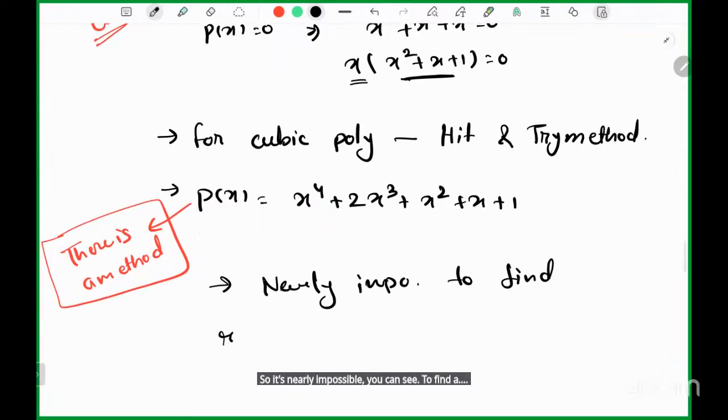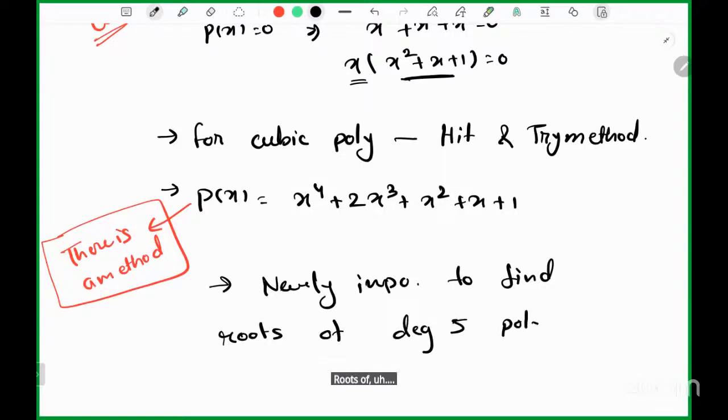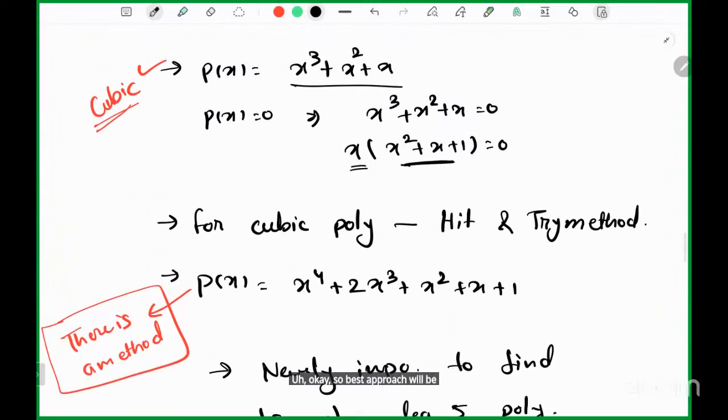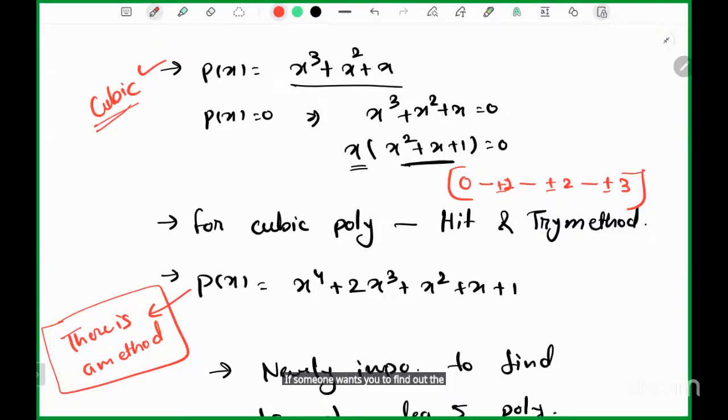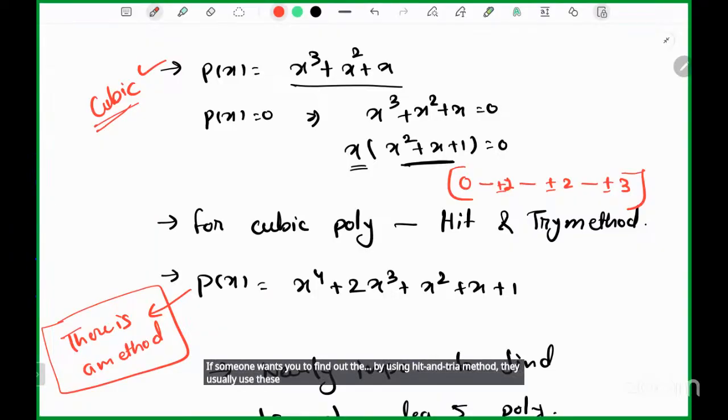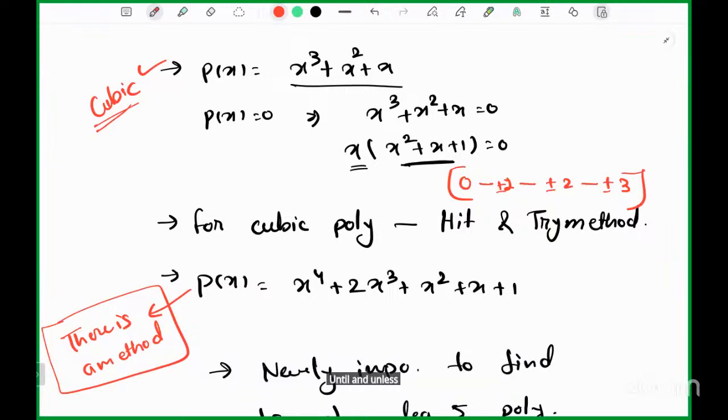Ma'am, what is the best approach for the hit and trial method? Okay, so the best approach is to start with pairs of integers. That is, start with 0, then go to plus or minus 1, then plus or minus 2, then plus or minus 3. If someone wants you to use the hit and try method, they usually use only these small integers, unless it is very obvious. Ma'am, can you give any example of hit and trial method?